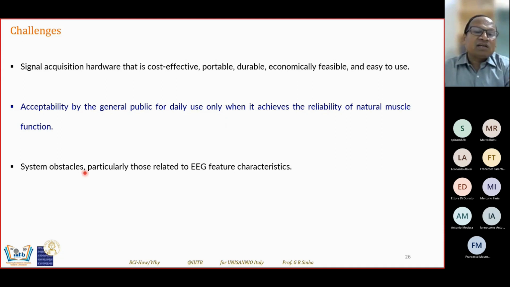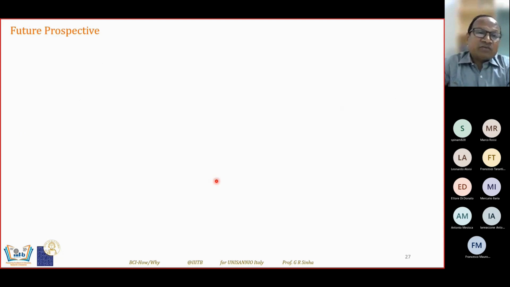System obstacles, particularly those related to EEG feature characteristics. Inbuilt problems in the system, obstructions, artifacts are always difficulties. So you are not able to decide whether the signal being analyzed is the correct signal or not, whether it has been corrupted by some unwanted signal, unwanted artifact or a noise signal. That is very difficult. That makes the analysis very difficult.